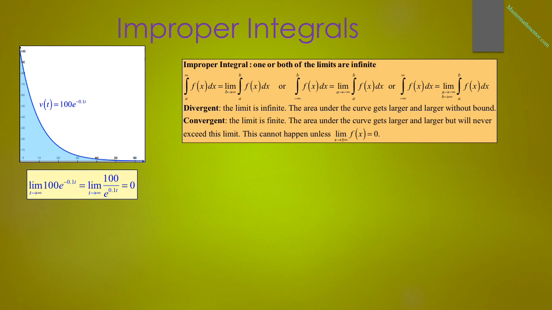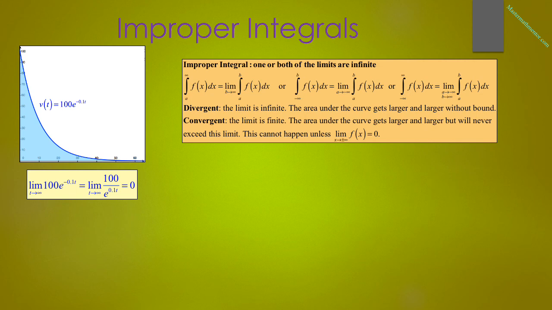The results of taking an improper integral are one of two possibilities. First, the integral may be divergent. This means that the limit is infinite. The interpretation is that the area under the curve is getting larger and larger without bound.